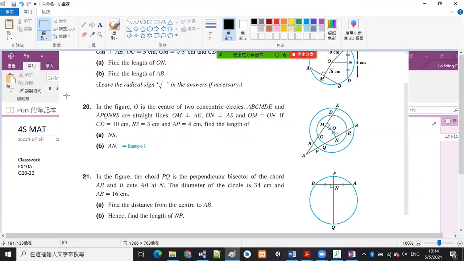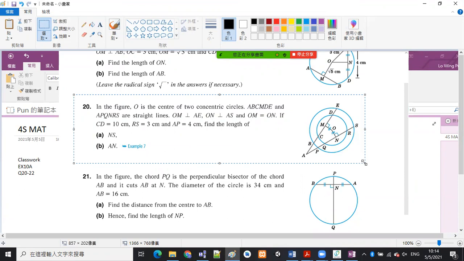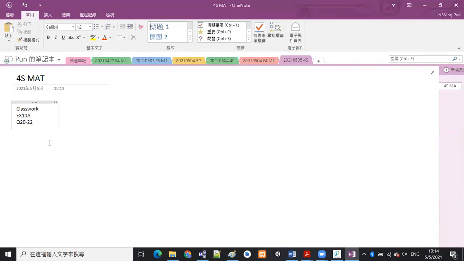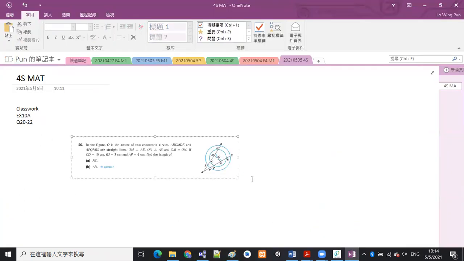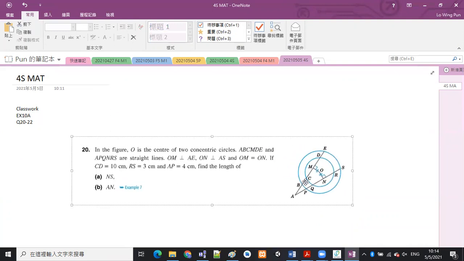好，咁我唔俾時間你哋再做噶啦，我直接講啦。Question number 20. So O is the center of the two concentric circles. A, B, C, M, D, E, and A, P, Q, and R, S are straight lines. And then OM is perpendicular to AE. ON is perpendicular to AS. OM is equal to ON.